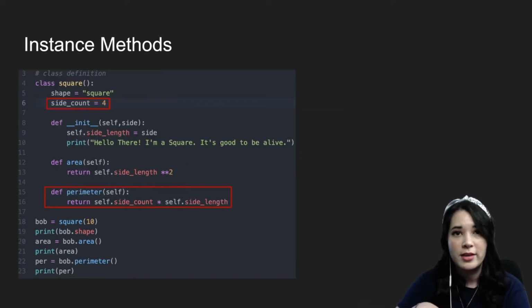Remember, the cool thing about classes is that they have all of these attributes that we can access, and they have all these methods that we can use. And remember, our instance methods can access both class attributes and instance attributes. So for example, if we wanted to write a new instance method called perimeter, we could take in self as our only argument, and we could return the number of sides, so this is a class attribute, times the side length, which is an instance attribute because it can be different depending on the instance.